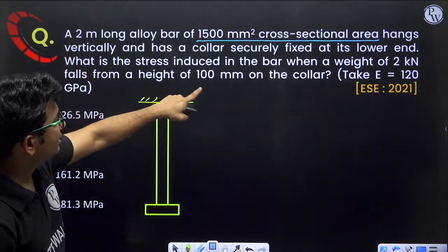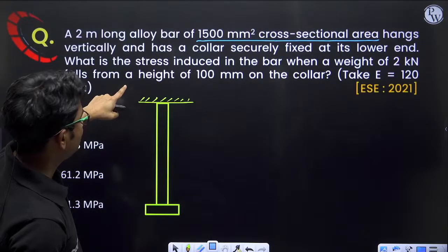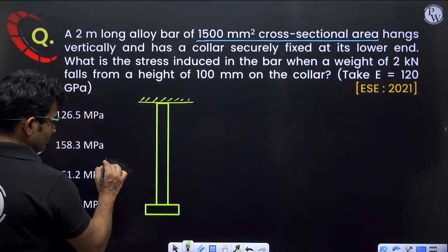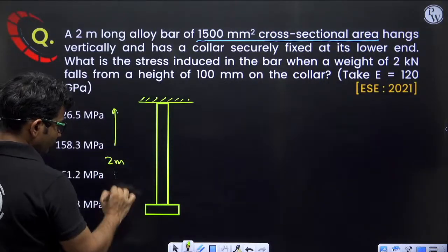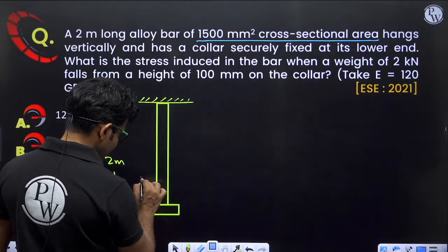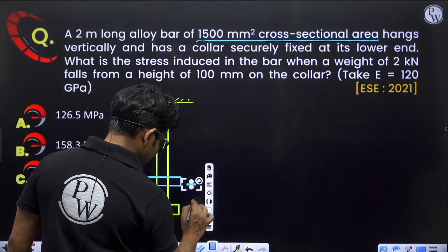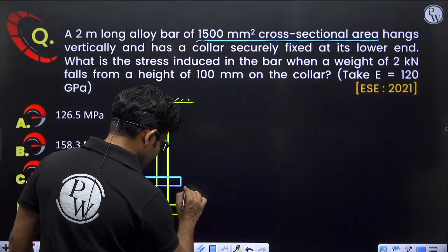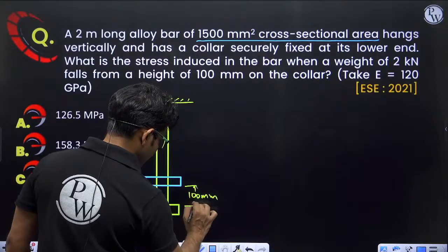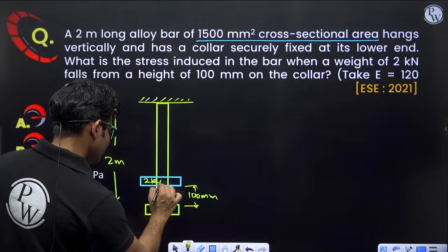What is the stress induced in the bar when a weight of 2 kilonewton falls from a height of 100 mm on the collar? So this is 2 meter long, and from a height of 100 mm a weight is dropped on this. So this height is just 100 mm. The weight is 2 kilonewton.